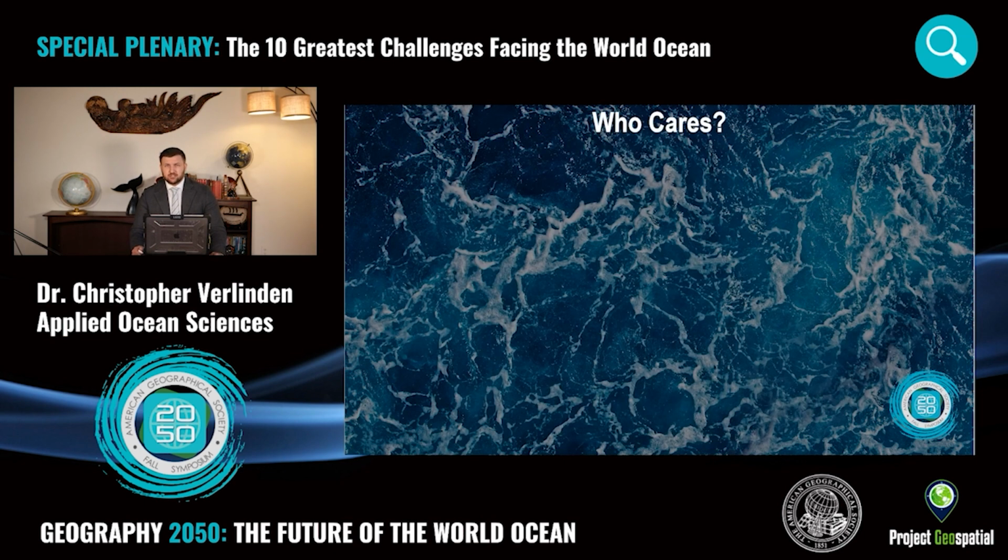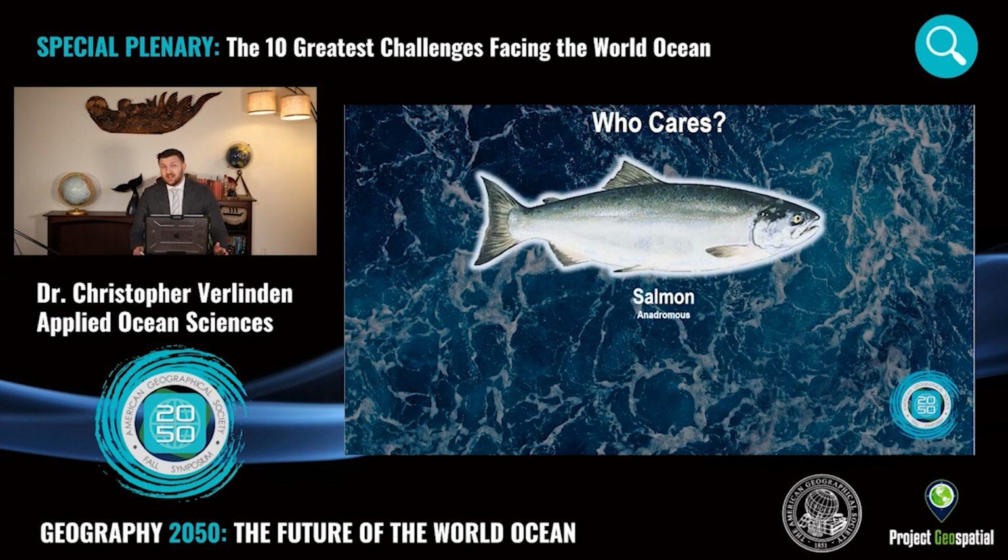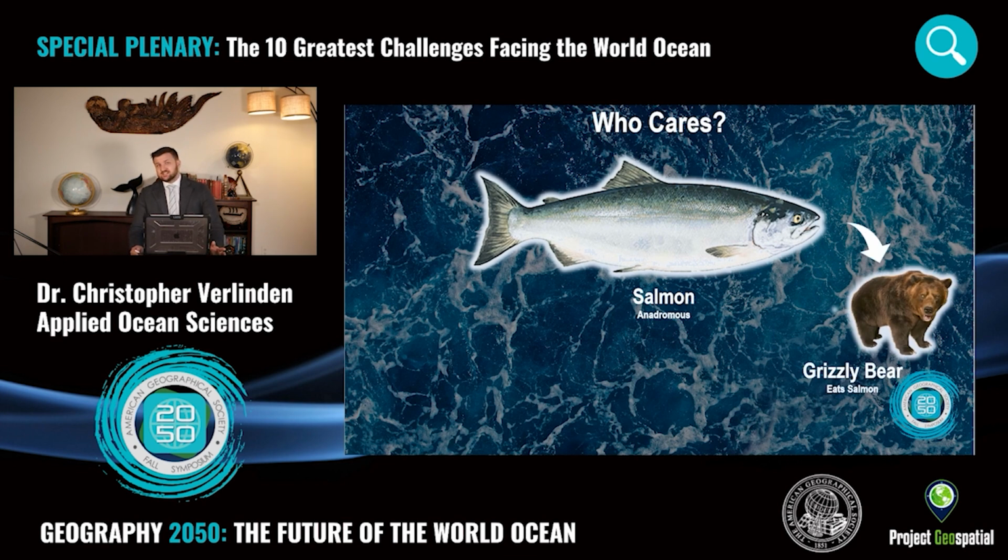So who cares? You're not a marine species. Well, for starters, salmon care. And anyone and anything that eats salmon, from a grizzly bear to human beings. Now, the reason that salmon care about ocean acidification is that salmon are what's called an anadromous fish species, which means they spend some of their time in rivers and some of their time in the ocean.